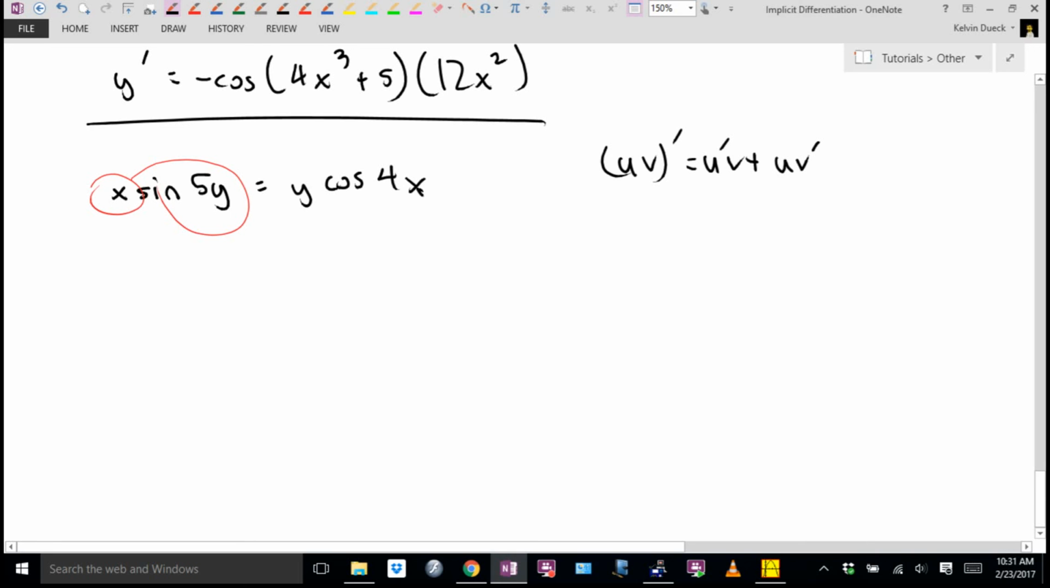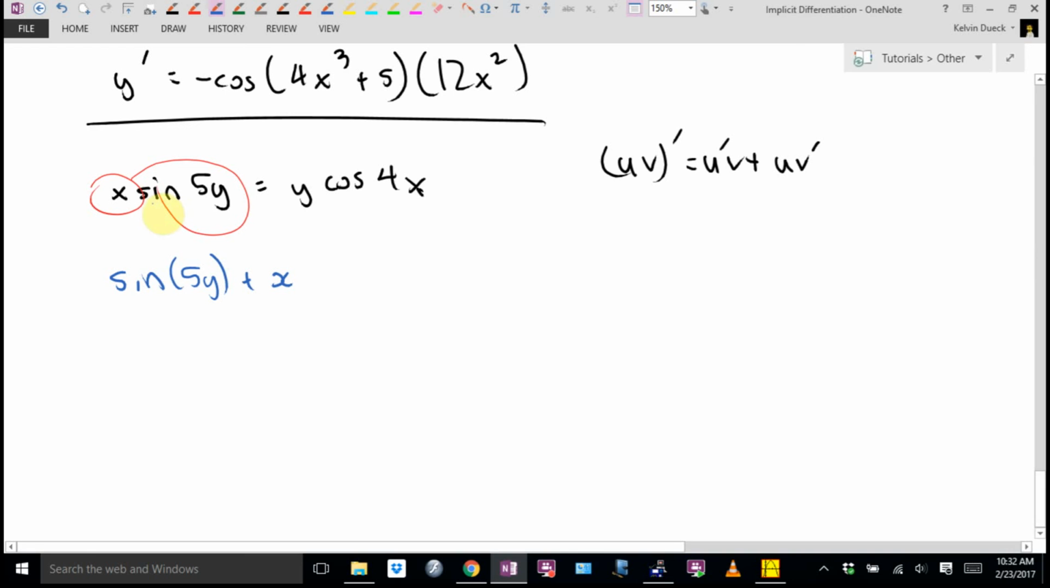All right. U is x. What's the derivative of x? V is sine of 5y. So it's going to be 1 times the sine of 5y. Well, that was easy. Plus, rewrite u, x, times the derivative of sine of 5y.